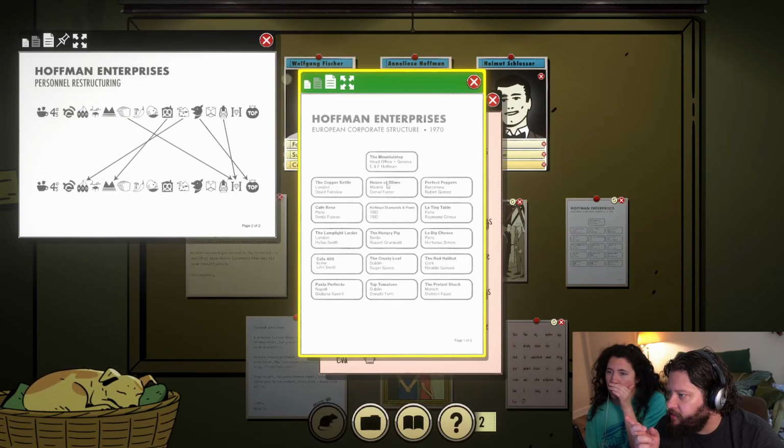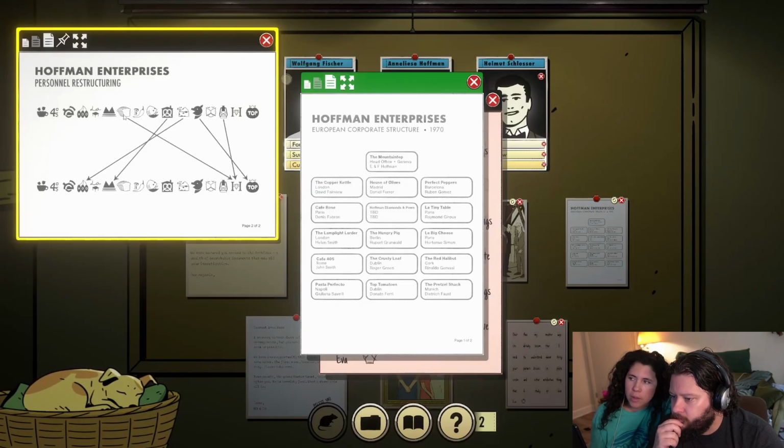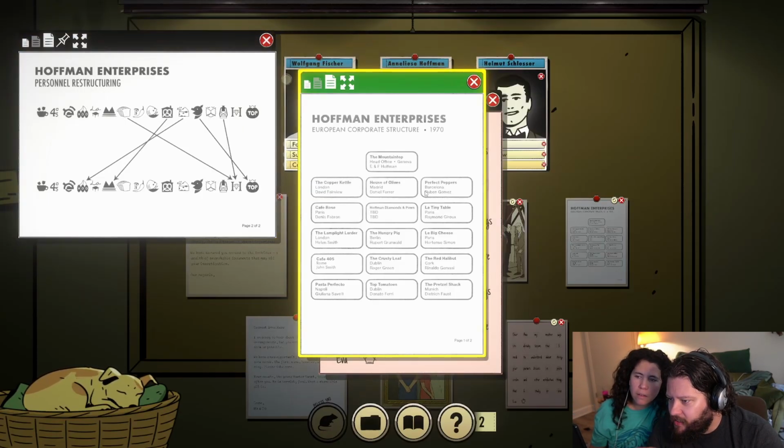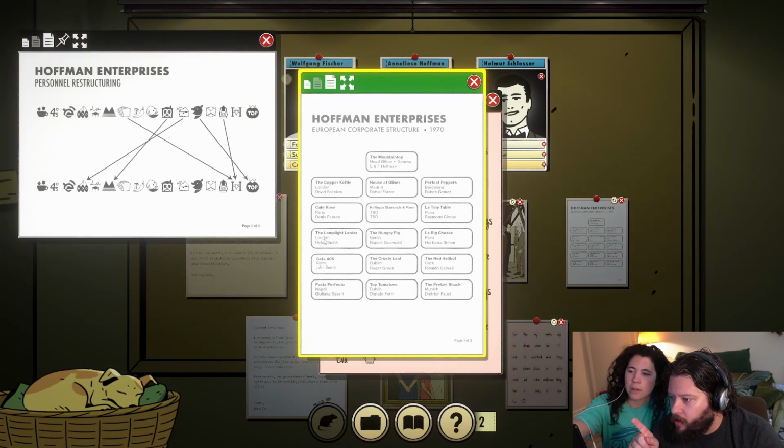Okay, so we got like Cafe Rosé, right? We have Cafe 405. What's gonna be the bread? This one is the Pretzel Shack. Yeah, that one's probably the Pretzel Shack. And then we gotta pair these. Perfect Peppers. Someone went from the Lamplighter Larder to America. The pawn shop. To the pawn shop in America.